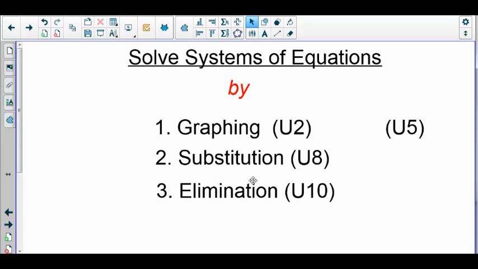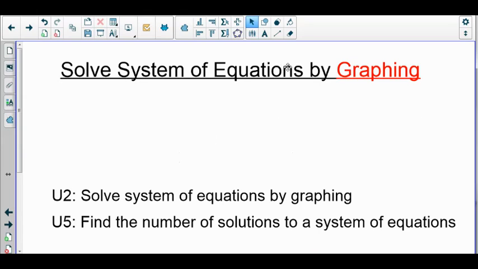Or these are the IXLs. The U5 is thrown in there because it's how many solutions, and we'll look at another video on that as well. But today we're going to focus on solve a system of equations by graphing. That's primarily U2. The number of solutions is actually pretty simple. We'll look at that later.